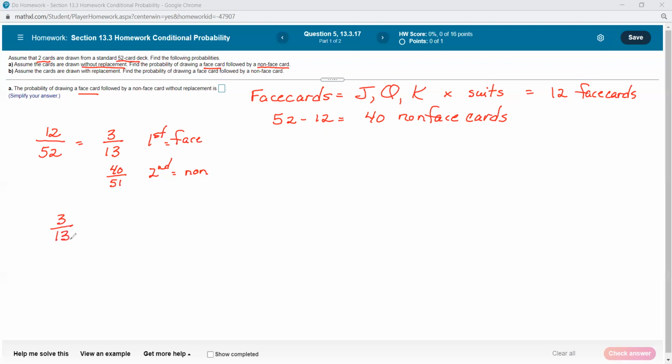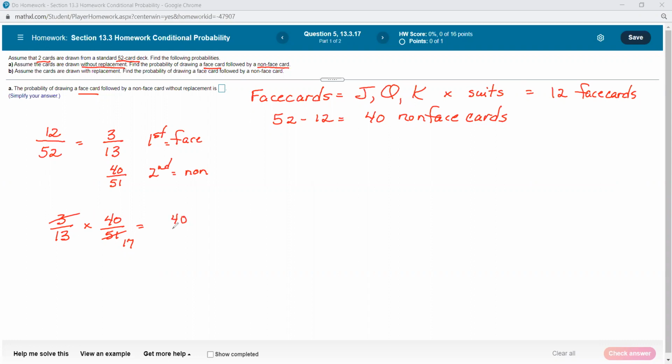So we've got 3 out of 13 for our first probability, 40 out of 51 for our second probability. Because we have to do both of these things, the first one and the second one, which makes it much more difficult, we will multiply these. Let's see if it's going to reduce any. 3 goes into 51 17 times. Not going to get any more reducing out of here.